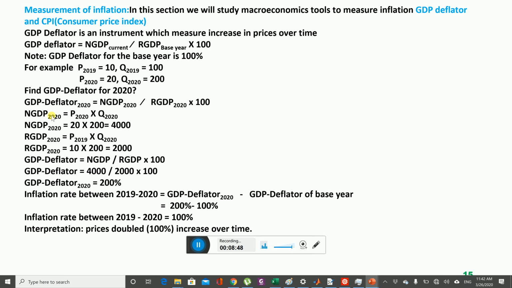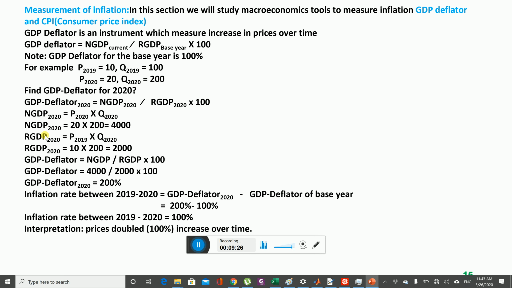Nominal GDP for the current year 2020 is equal to the current price multiplied by the current quantity. So the price of 2020 multiplied by the quantity of 2020. The price of the marker in 2020 is 20, the quantity is 200. I'm putting in here price 20, quantity 200, and the result is 4,000. So nominal GDP is 4,000, which is double. Why? Because quantity is double and price is also double.